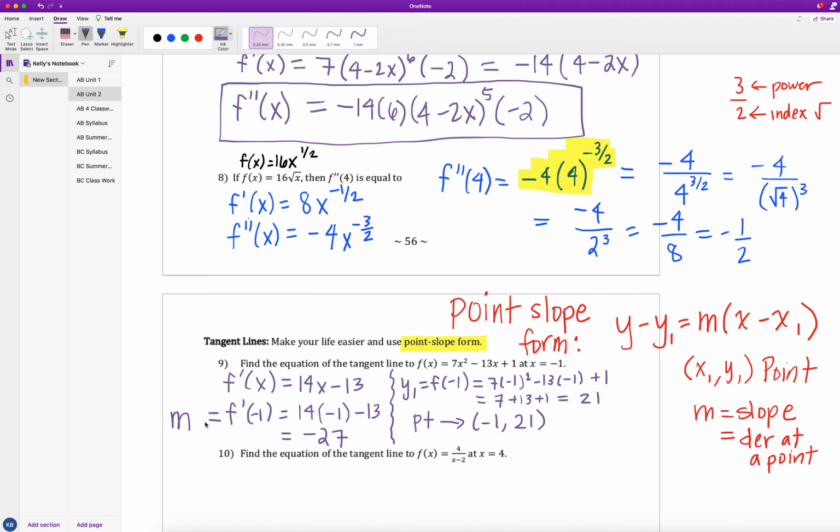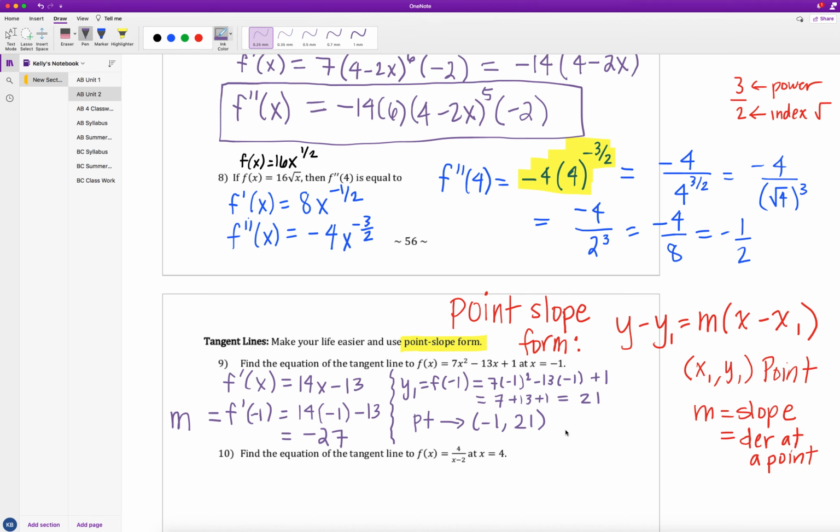So I have a slope by finding a derivative and then substituting in the x value they gave us. So our slope here is -27. I have a point. Since I had an x value, I can use that x value, sub it into the original function to get the y value.